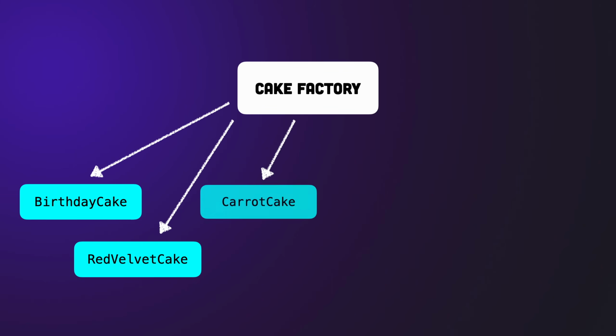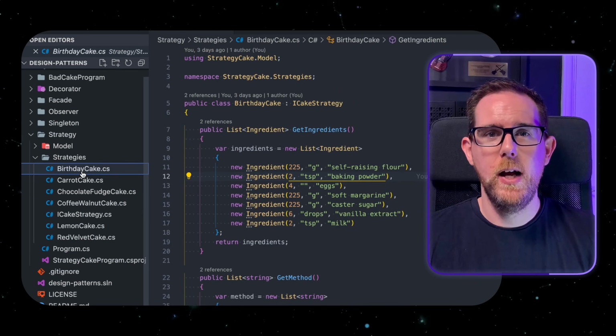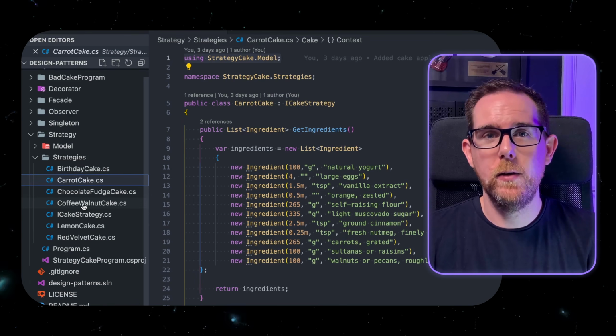And the thing is, the code in your application shouldn't really care too much about which cake you pick. This is where the strategy pattern comes in. You can split all of those cakes into their own classes and have each of them implement the same methods. And then when it comes to picking a cake, all you have to do is run 2 methods, get ingredients and get method.